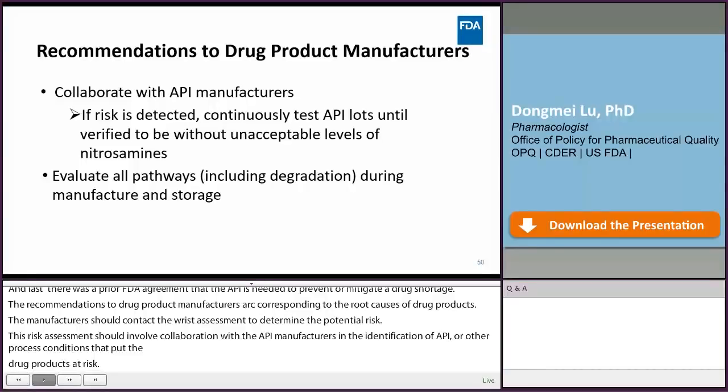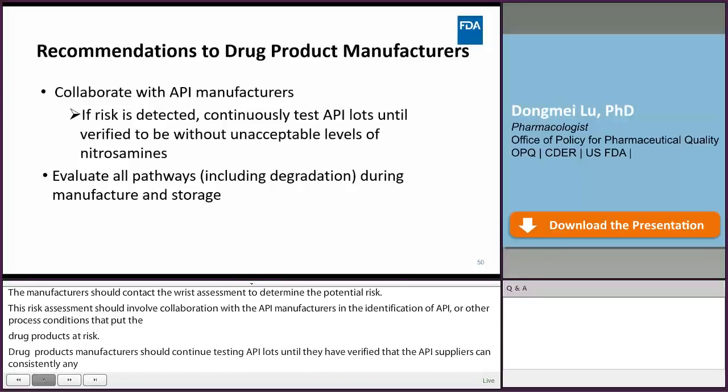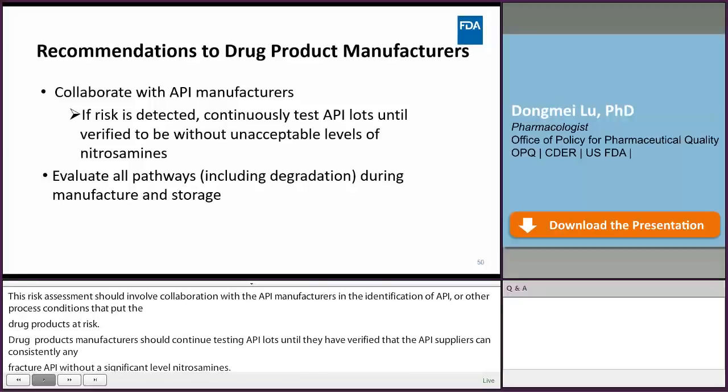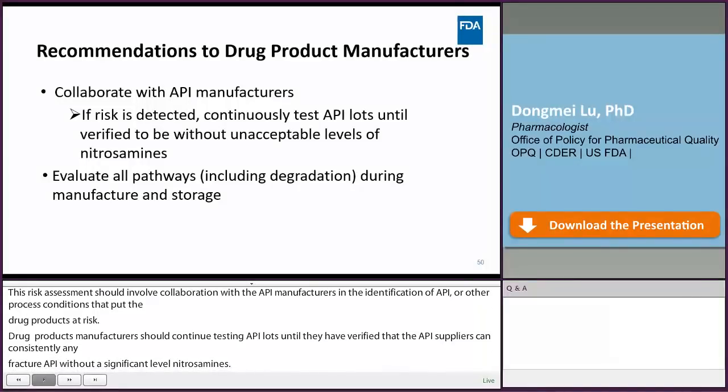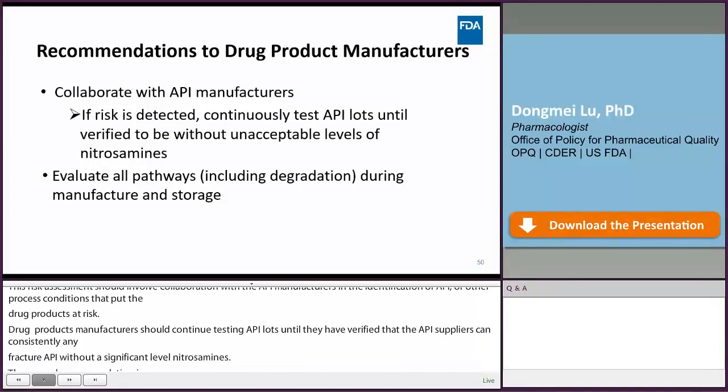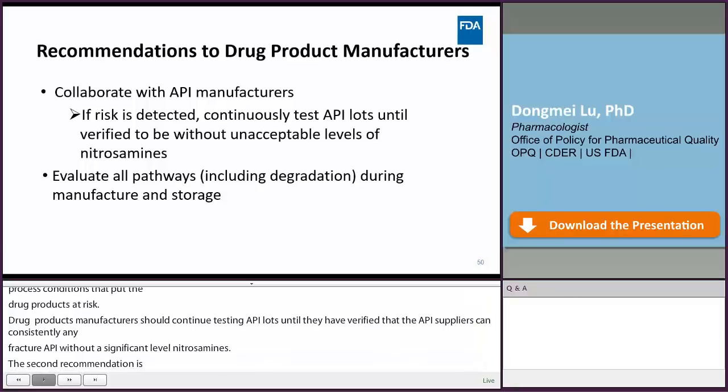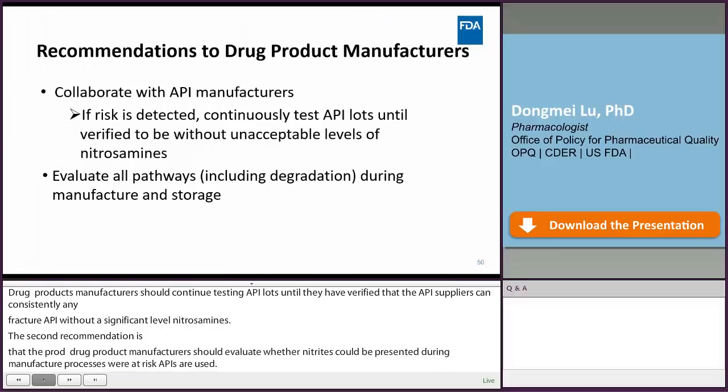The second recommendation is that the drug product manufacturers should evaluate whether nitrites could be present during manufacture processes where at-risk APIs are used. The risk assessment should also include evaluation of any pathway, including degradation, that may introduce nitrosamines during drug product manufacture or storage.